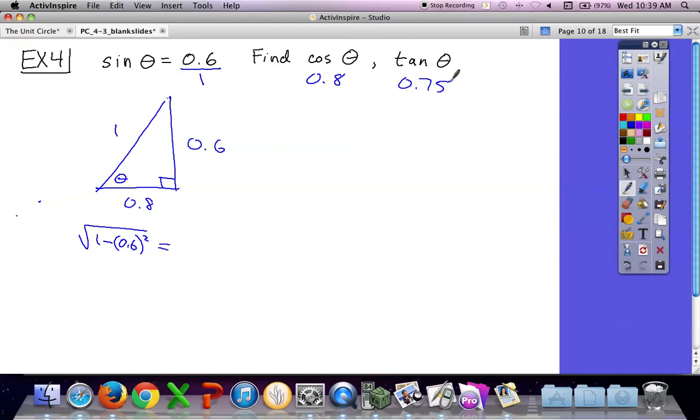Your question? Yeah, if there's no denominator in this, then put it over 1. It's not necessarily going to be the hypotenuse. What if the tangent of theta was 0.6? It would be opposite over adjacent. The adjacent would be 1. Okay.